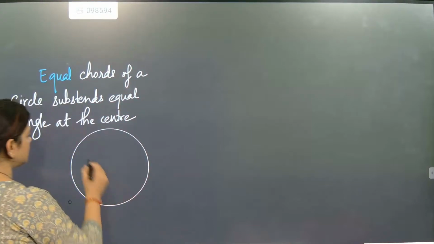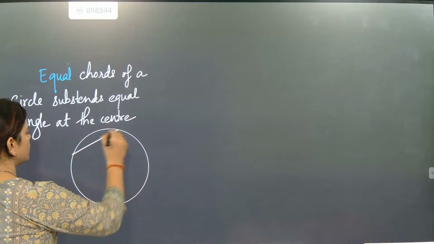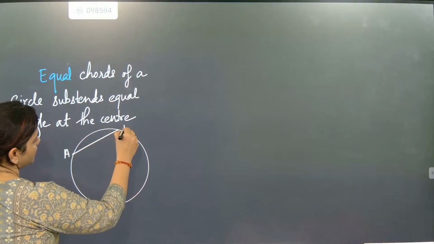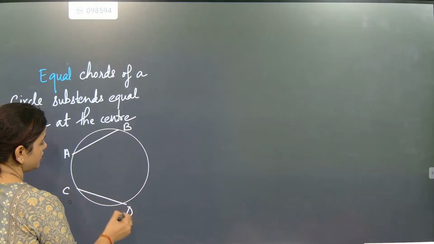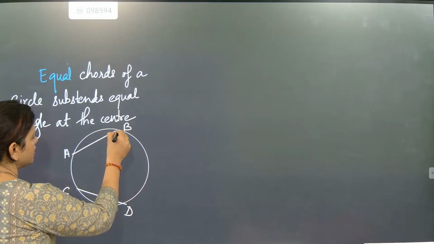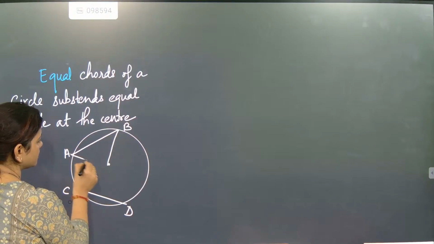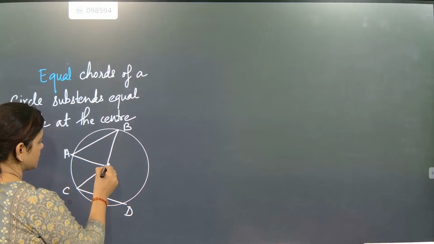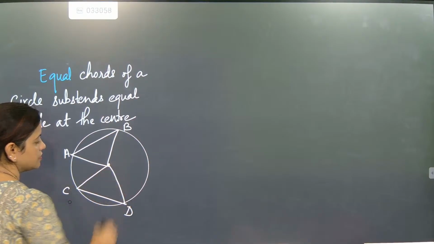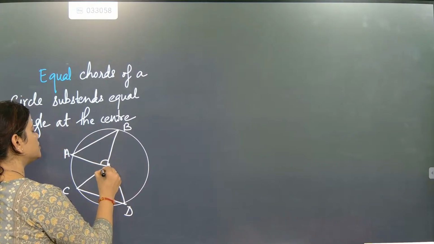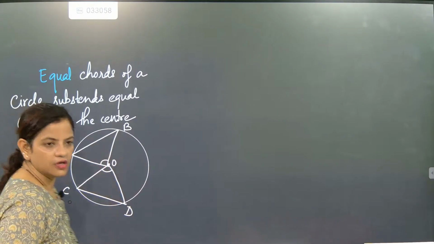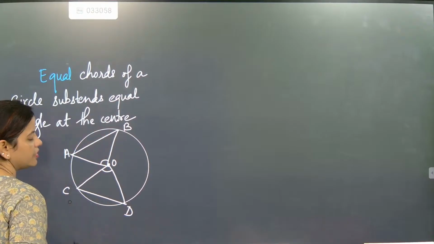Now in this circle, we will draw two chords. One chord is this one, AB. Another chord is this one, CD. Now we will take the center here and then we will join it. Understood? Now we are going to draw this and we will write it as O. Done?